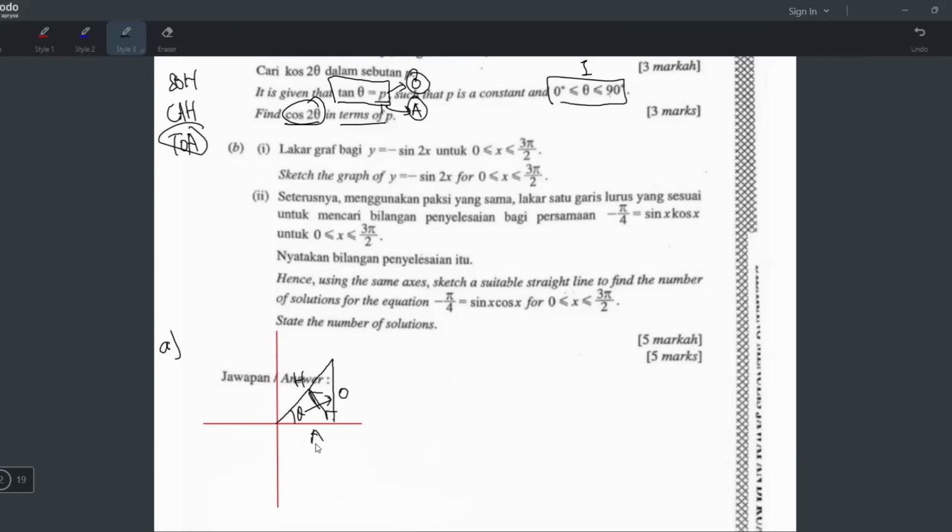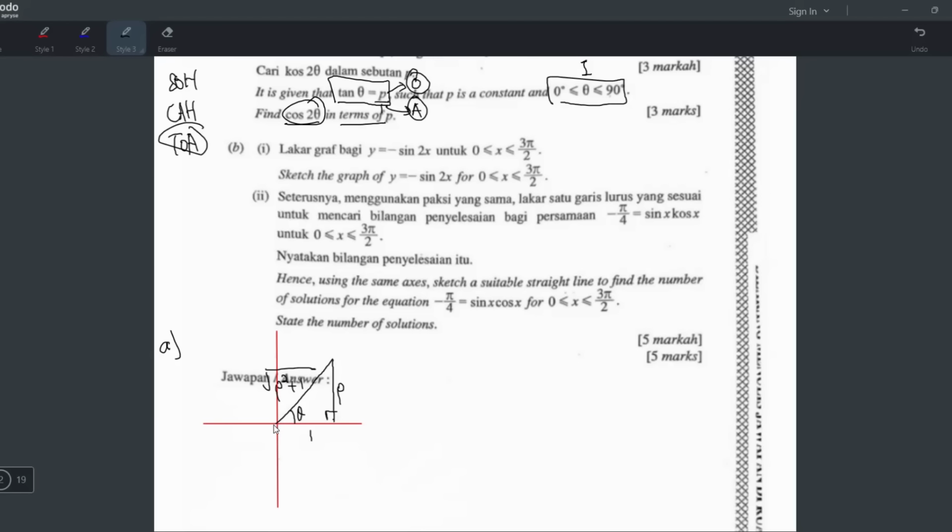And we can find out the hypotenuse by using Pythagoras theorem. We should find it, otherwise you cannot do the cos 2 theta later. So how do you find it? Use Pythagoras theorem. Square root of P square plus 1 square. But 1 square is 1, so I will just do it fast and write 1.